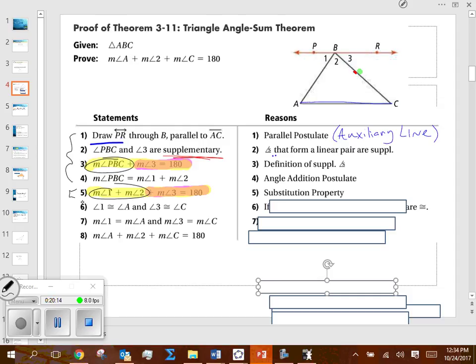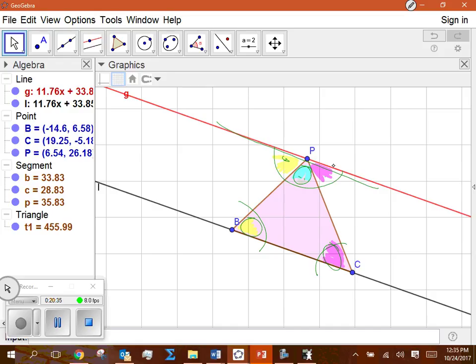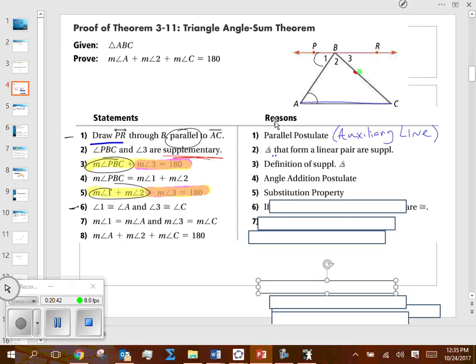Now we come down here and look at statement number 6. Statement number 6 is dependent on statement number 1. The key thing that we said in statement number 1 was that there are parallel lines, right? What is the argument about angle 1 and angle A that you told me earlier when we looked at this picture here? You told me these yellow angles, right? What were those yellow angles? Alternate interior. You said they were congruent, right? So that's why we're saying 1 and A are congruent here. They're alternate interior. What about 3 and C?